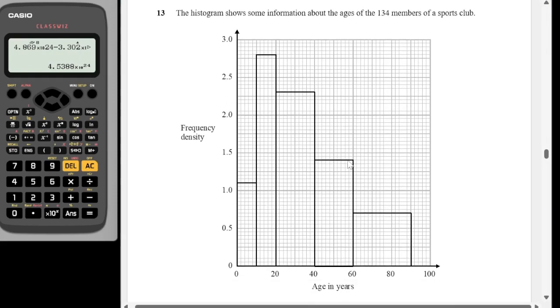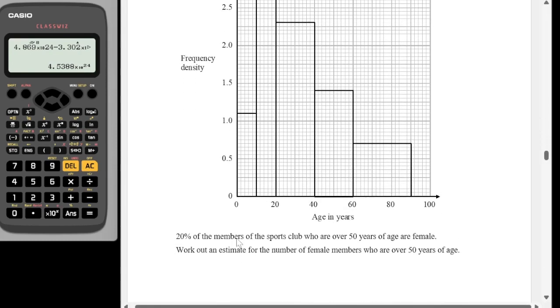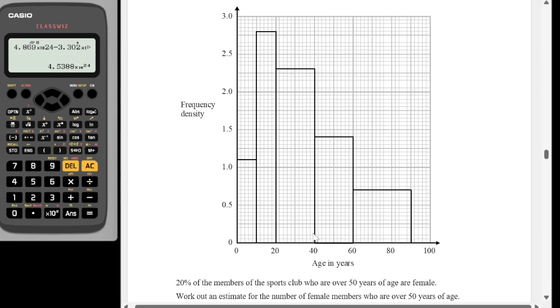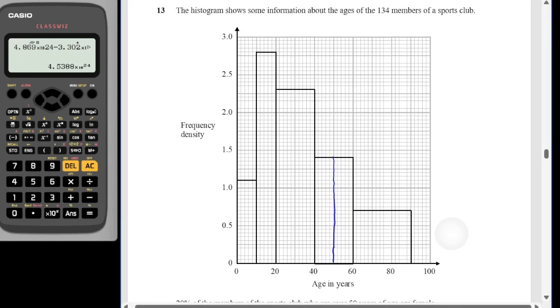Okay, a histogram shows information about the age of 134 members of a sports club. So we've got frequency density, and we've got ages. Okay, 20% of the members of the sports club who are over 70 years of age are female. Work out an estimate for the number of females who are over 50 years old. Okay, so we want to work out this value.